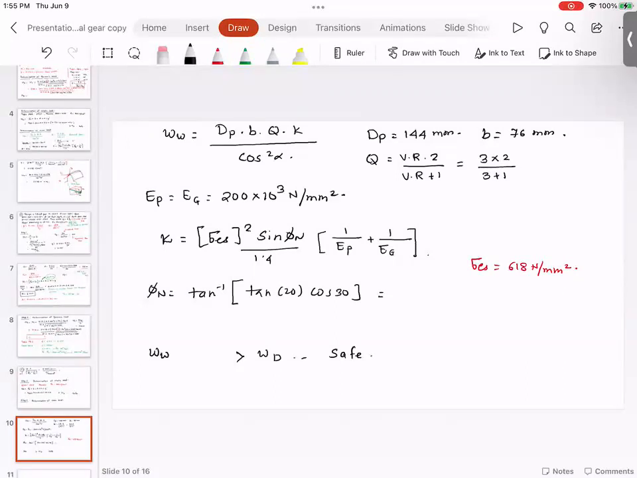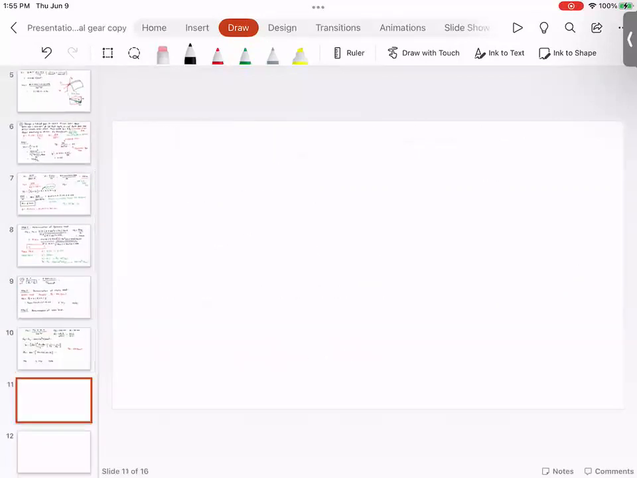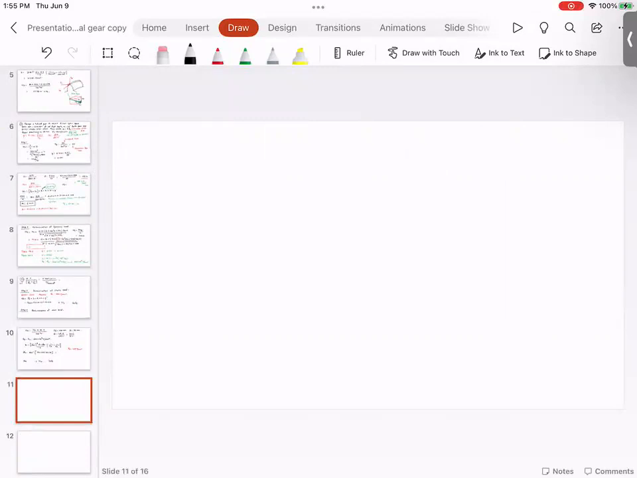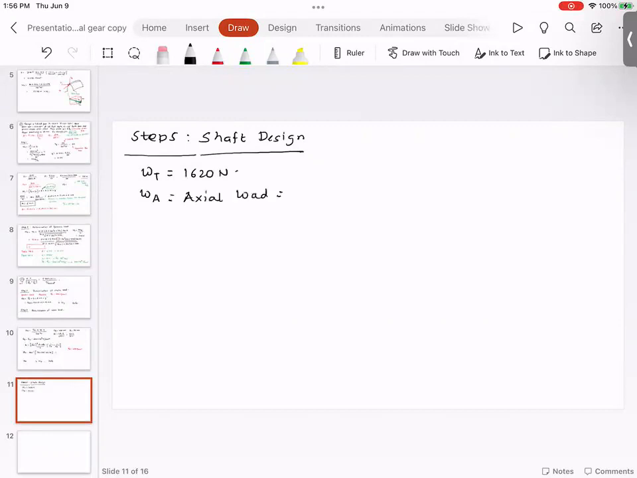Okay, so at this point, the gear is designed. What we want to do is design the shaft. Step 5. So WT is 1620 Newton, and WA is 1620 times tan alpha.